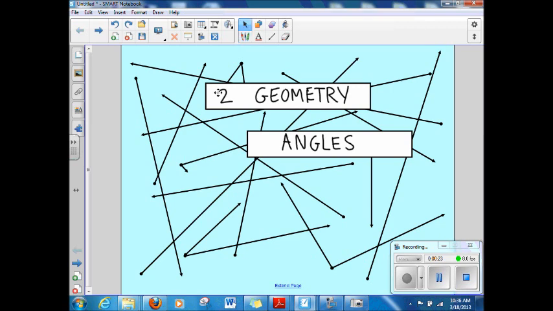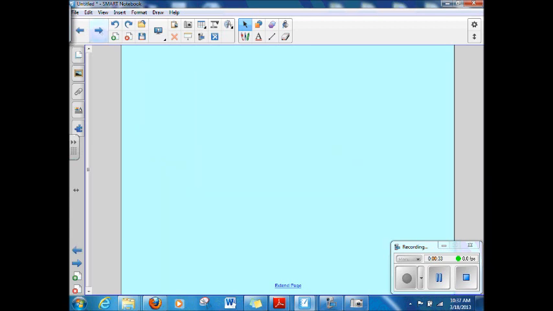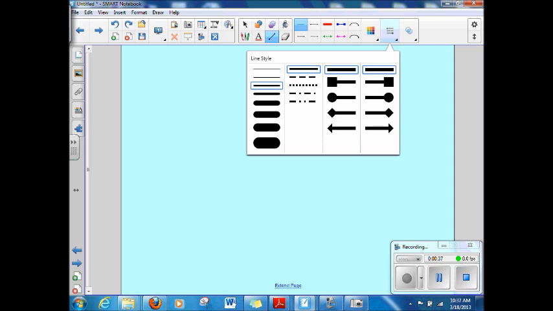Yesterday we talked about a bunch of different lines and how lines may intersect, and we also mentioned the word rays. And if you picked that up from looking at that background screen, you are correct. We're going to draw some rays again today. And let me get my tool set up here. I want a starting spot and no ending spot. That's what a ray looks like.